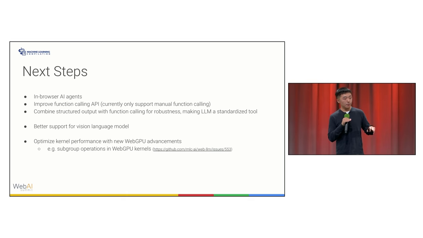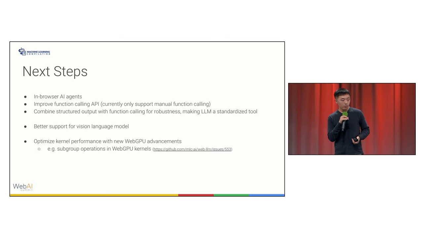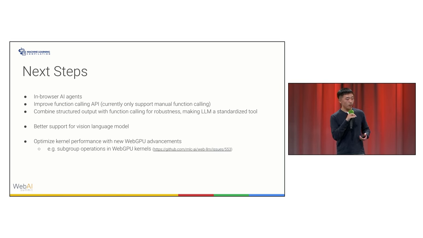And for next steps, we're looking into in-browser AI agents. And therefore, we need to have a better function calling API for WebLLM. And we also want to combine structured output with function calling, such that the generated output is correct, and therefore making LLM a standardized tool rather than just building chatbots. And we also are looking into more vision language model support. And another thing is we want to make the generated WebGPU kernel more performant. For instance, there's a recent subgroup operations feature that's supported by WebGPU.